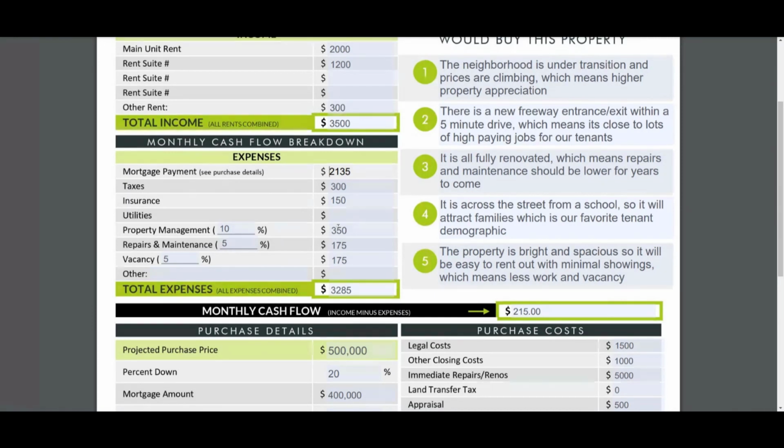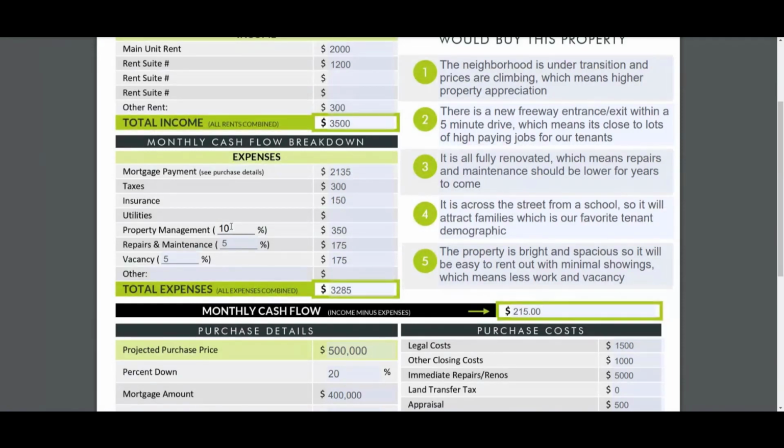Property management. This is another important line here that a lot of people skip over. In Canada, we've seen numbers as low as 6% of your gross rent and as high as 15% of your gross rent. So for the purpose of this analysis, I'm throwing in 10% here for property management.